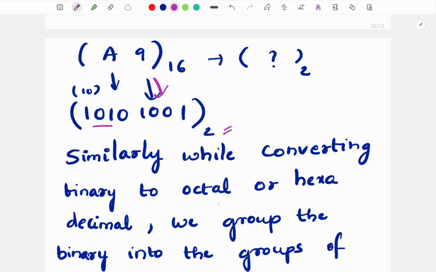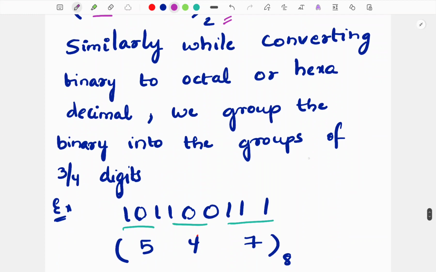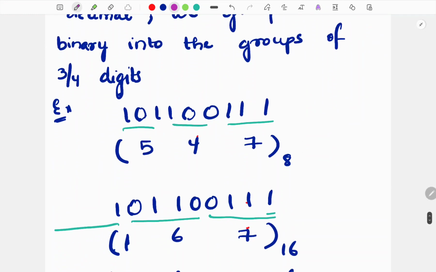Similarly, while converting binary to octal or hexadecimal, we group the binary digits. For example, if you consider this binary number, we need to convert it into an octal number. While doing that, start from the right and start grouping 3 digits. If it is hexadecimal, we need to group 4 digits. If there are not sufficient bits left, append zeros before, which gives 7, 7, 4, 5, 7, 6.